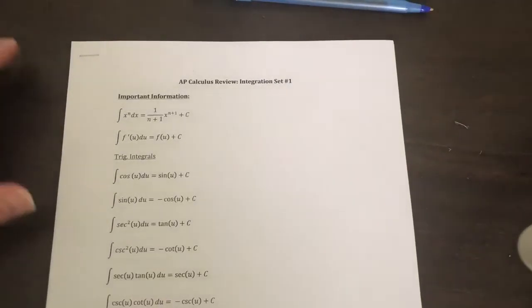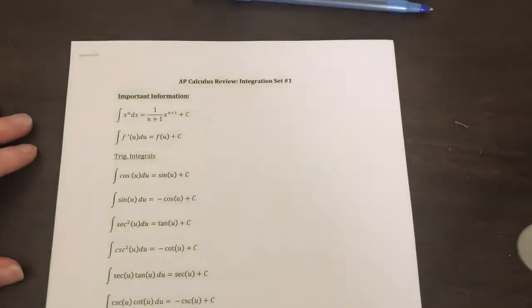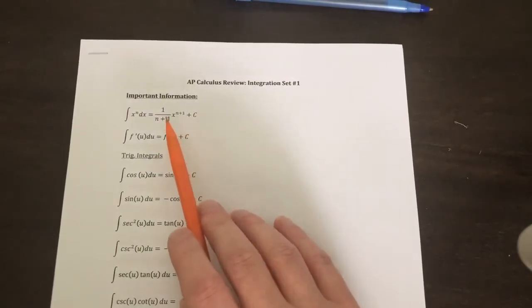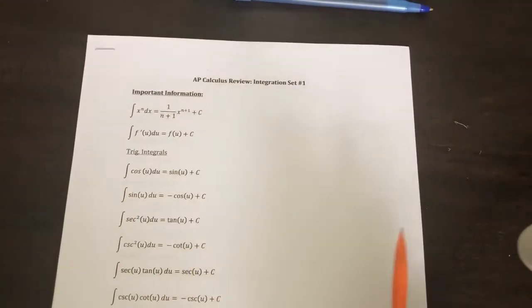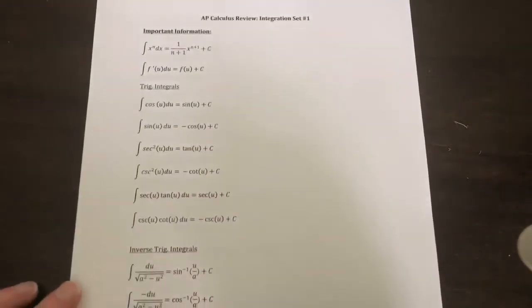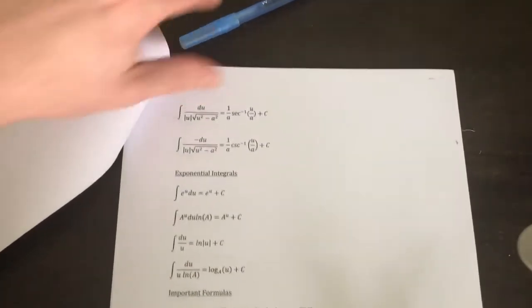Okay guys, so this is going to be our first set over integration. So you have your power rule integration, you add 1 to the exponent divided by the new exponent, u sub, and then we have our trig integrals, our inverse trig integrals. Next page continues the inverse trig integrals that you need to make sure you memorize.